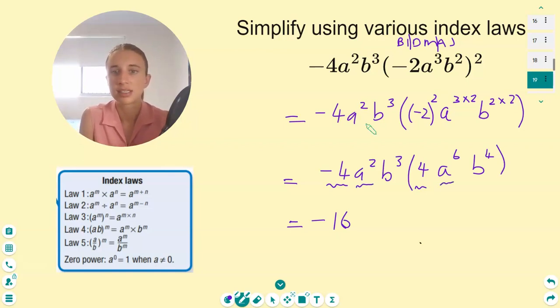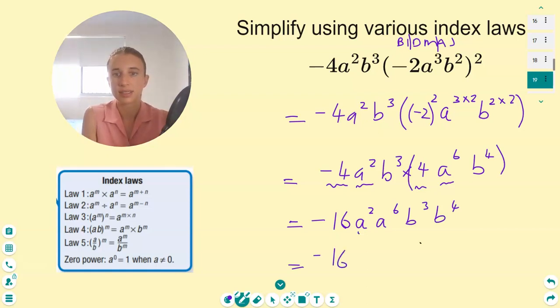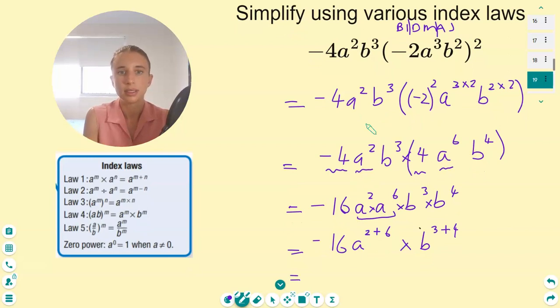Look at this. I can collect some a's now. And I know they're being multiplied. So I'll just write it like this for now. A squared, a to the 6, b cubed, b to the 4. Now we can condense. All right. Remember, little invisible multiply signs everywhere here. A squared times a to the 6 means you add those powers. B to the 3 times b to the 4, again, add the powers. Negative 16 a to the 8 times b to the 7.